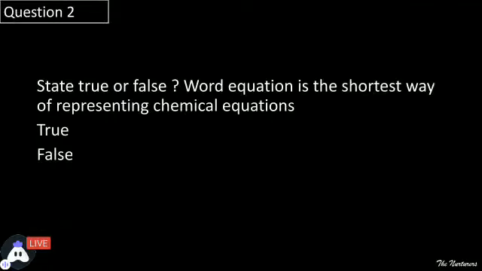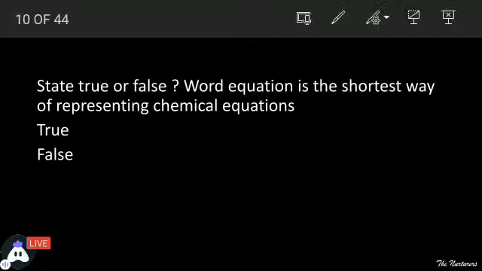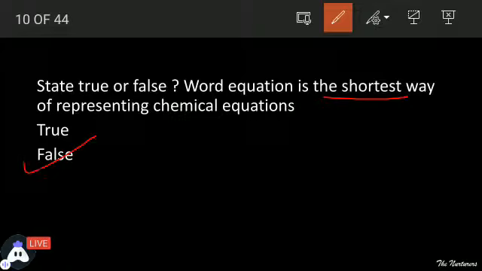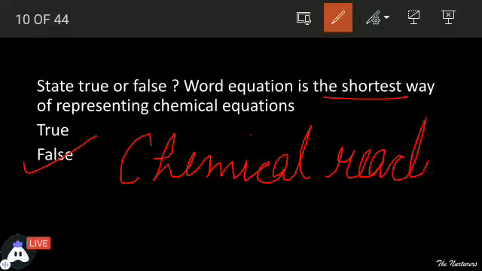Moving ahead to the next. Straight true or false? Word equation is the shortest way of representing a chemical reaction. Is it the shortest way? Whether it is true or false? Yes. False. It cannot be the shortest way. What would be the shortest way? The shortest way would be a chemical reaction in which all the reactants are written in the symbolic form.